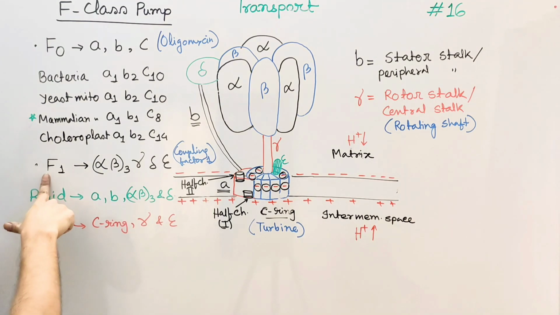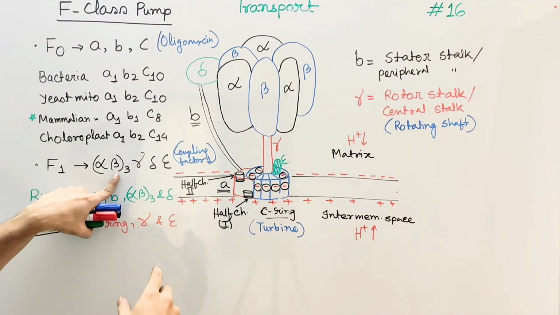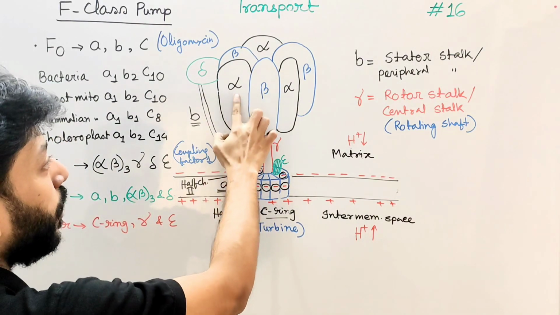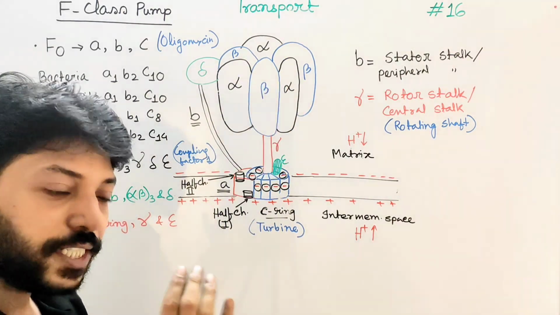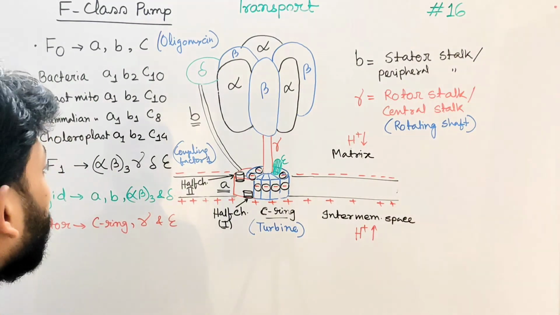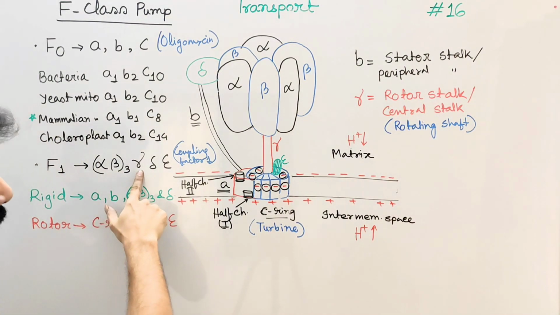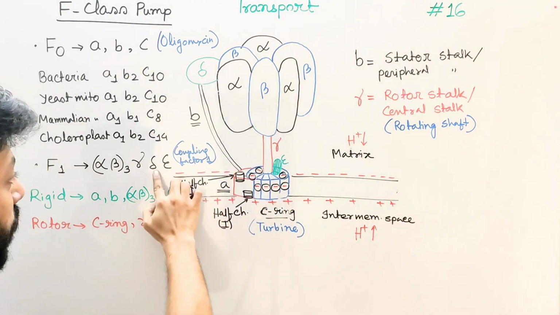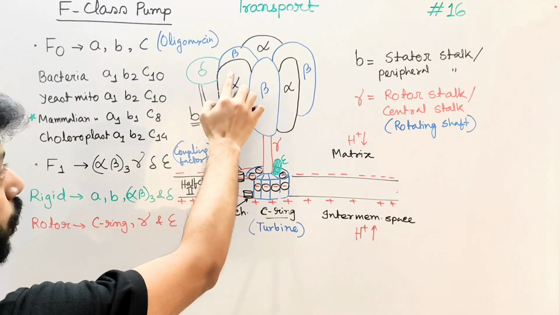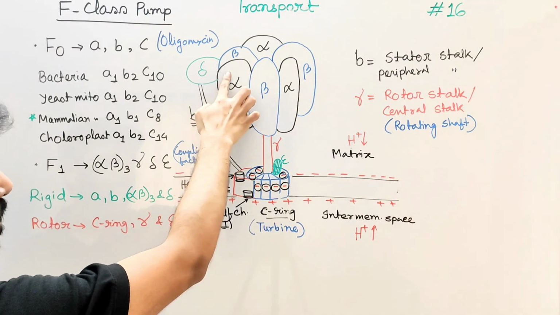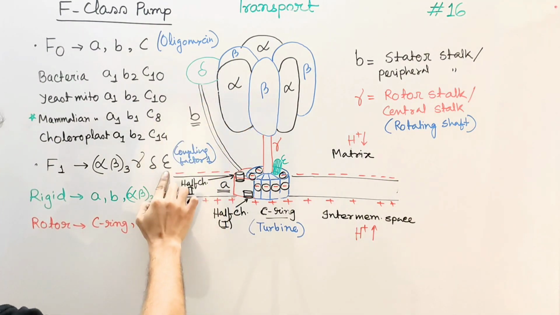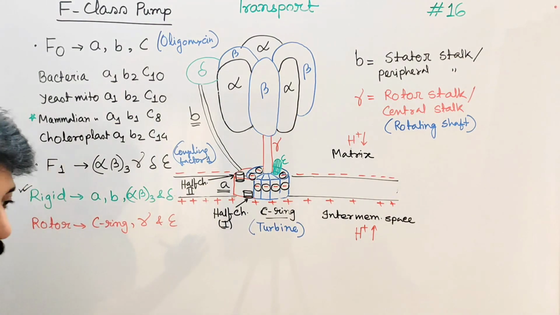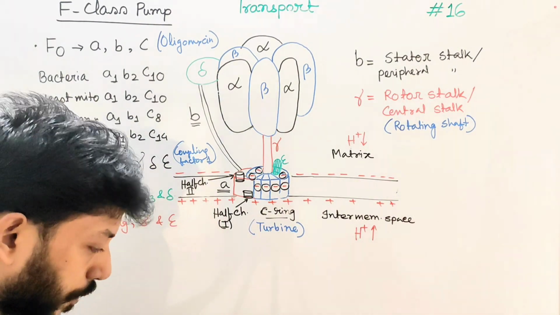And the F1 portion of this protein contains alpha and beta subunits that are present in a hexamer. That means there are 3 alpha and 3 beta alternatively placed with each other, and it makes the hexamer. There is a gamma portion of this protein. This rod-like structure is the gamma. There is a delta structure that is attached with 1 alpha and attached with a B, and there is an epsilon that is present here.